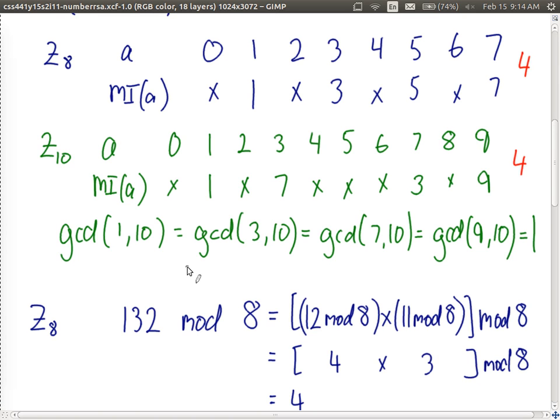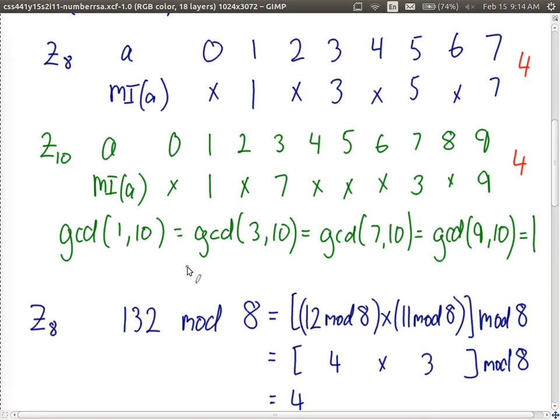So in these two sets, Z8, the modulus was 8. We mod everything by 8. We looked at all the numbers up until 8, 0 to 7, and found out which ones have a multiplicative inverse: 1, 3, 5, and 7. And if a number is relatively prime to the modulus, it will have an inverse.